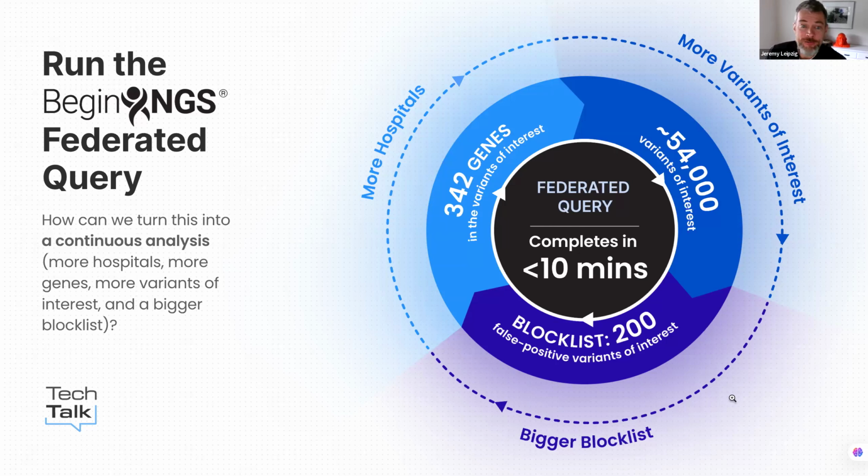Okay, 342 genes. These have all been handpicked and curated based on what I spoke to before, which is they're actionable. So there's an existing intervention we can apply to these diseases that are associated with these genes. So there's some reason to do the screen, and then funnel those kids to providers and get the care they need quickly.